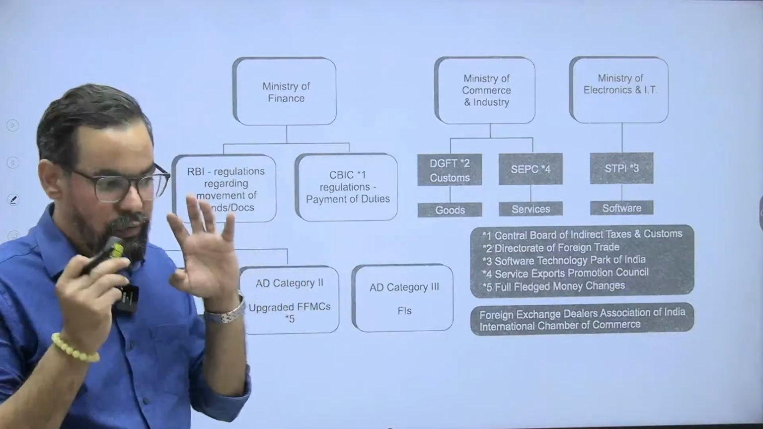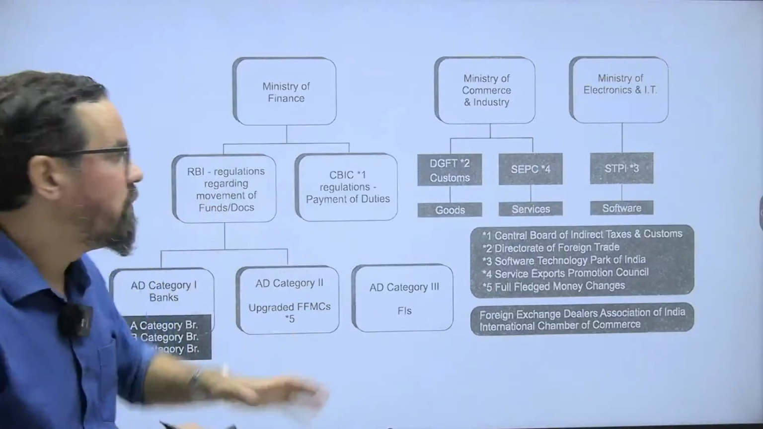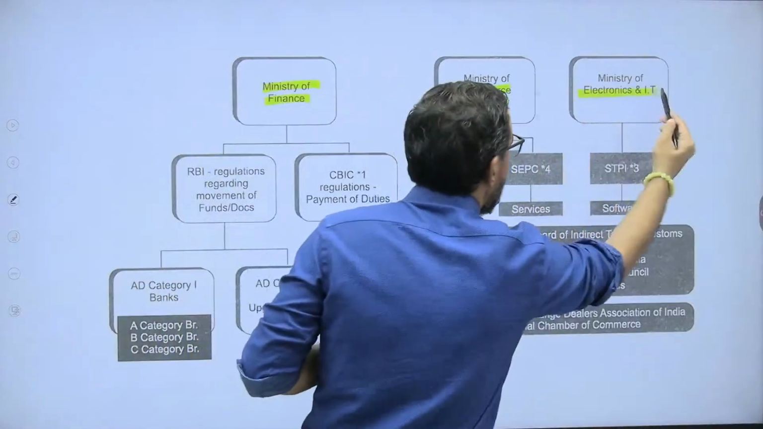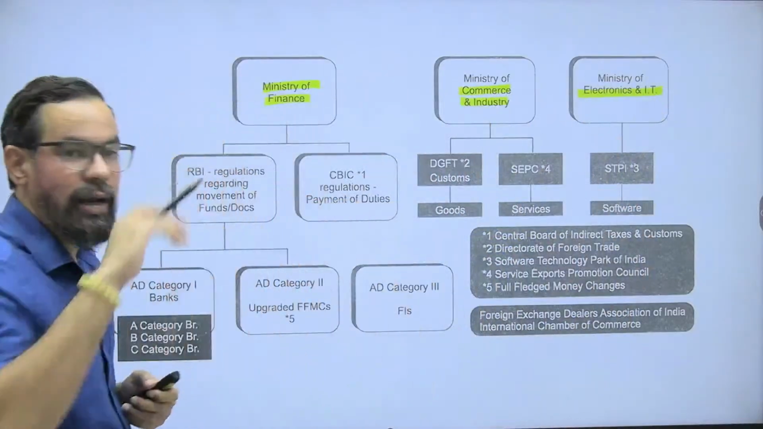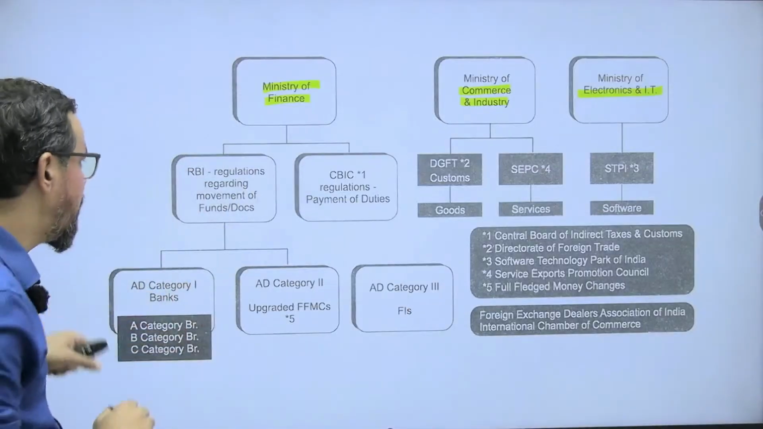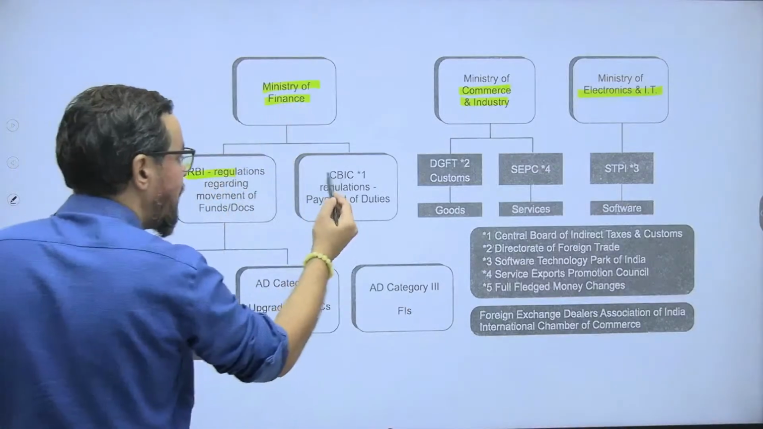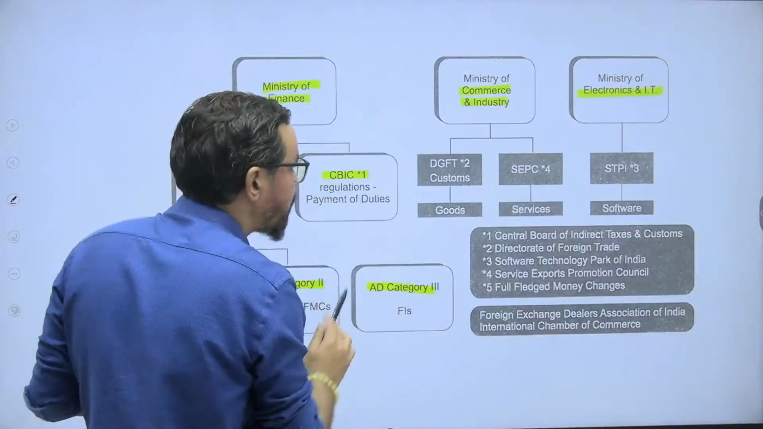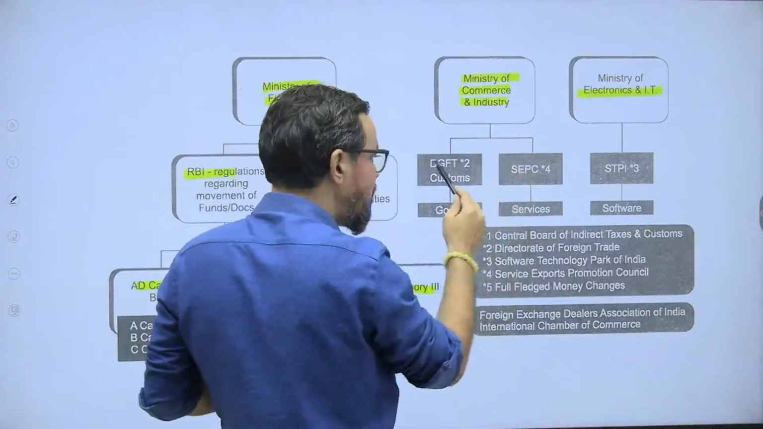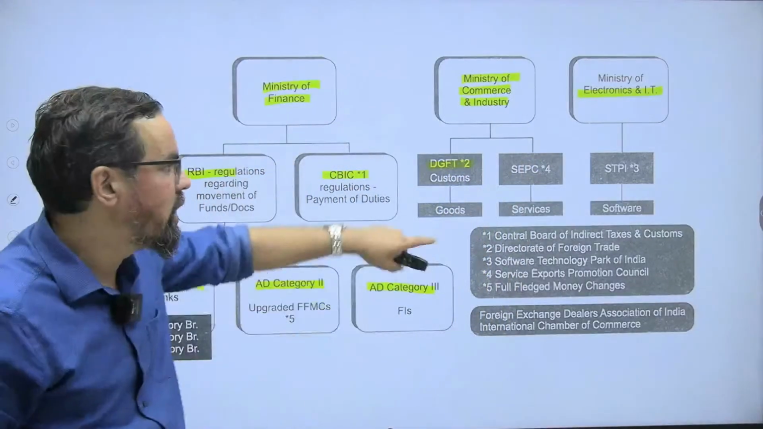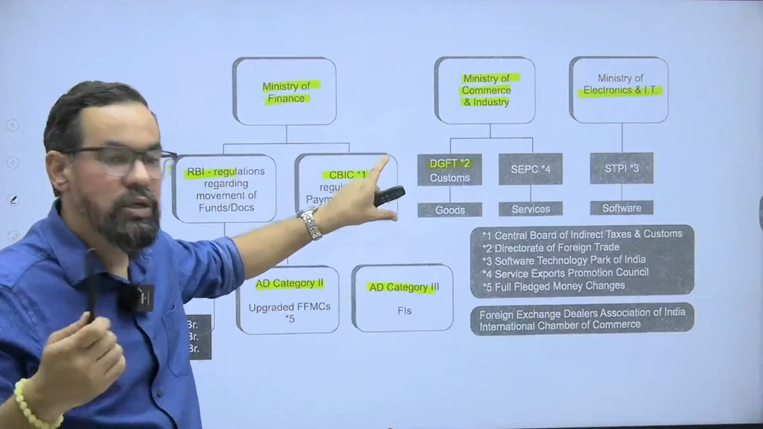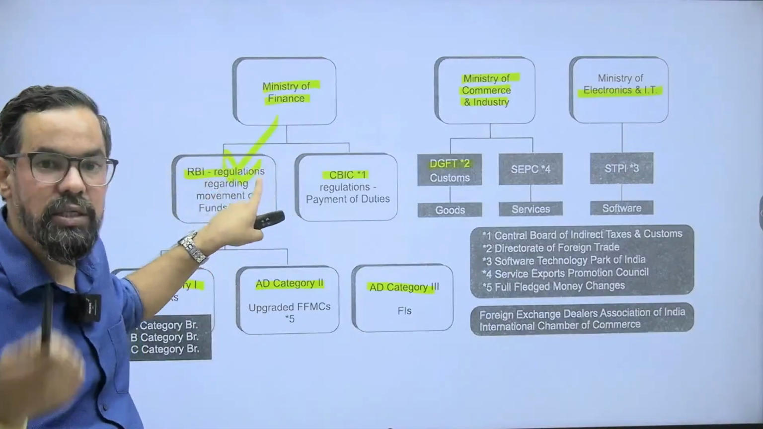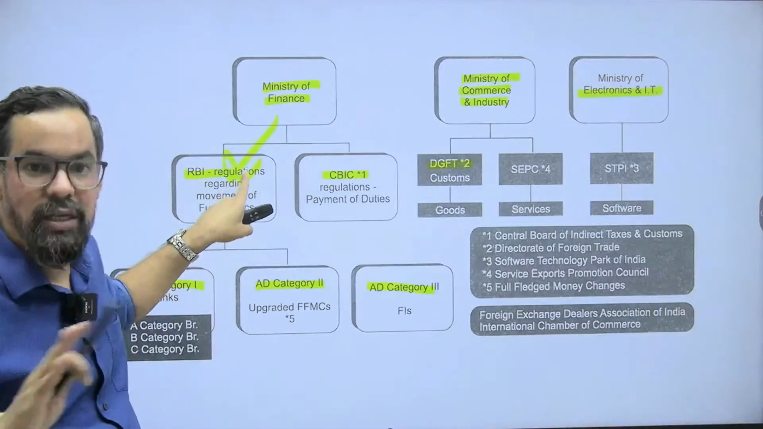If you specifically come to the trade portion, we have three ministries. One is Ministry of Finance, another one is Commerce and Industry, and Electronics and IT. Okay? So they are kind of governing bodies for international trade. So Ministry of Finance, where we have RBI and CBIC, okay? Authorized dealer category 1, 2, 3, they are generally part of this one. Okay? And this DGFT, Director General of Foreign Trade, generally comes under Ministry of Commerce and Industry. RBI generally regulates the exchange or takes care of the documentation things and all.